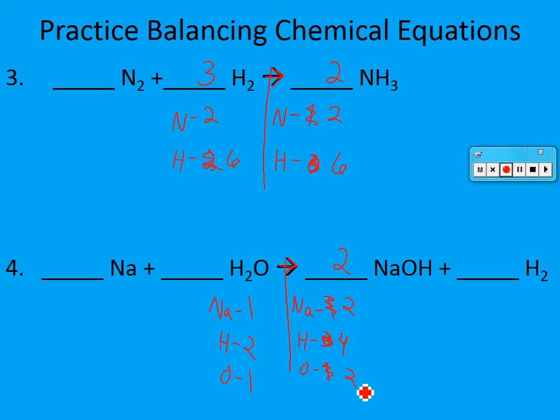How do I fix sodium, guys? 2 in front of it. That gets me to 2. Now I've got to get hydrogen to 4. Yeah, I need a 2 right there. That gives me 4 hydrogens. And my oxygens is 2. So everything worked out. Can I reduce a 2, 2, 2, and 1? Nope, so that's it. Okay, I've got a few more.